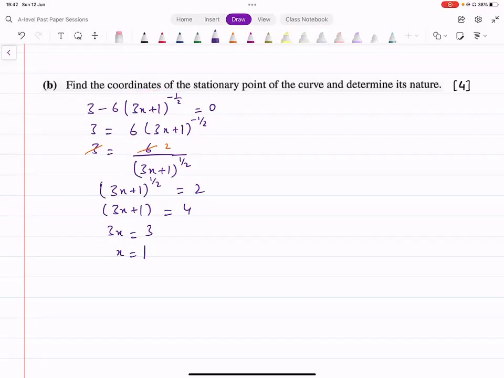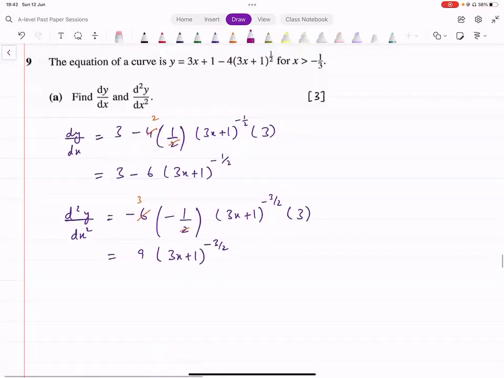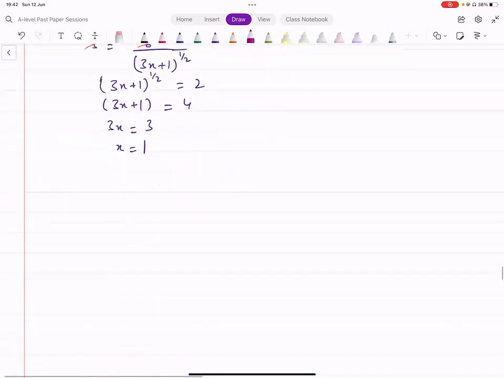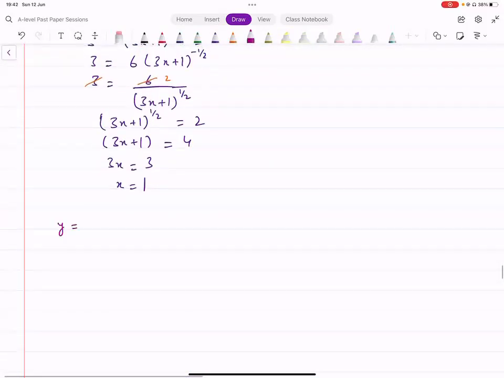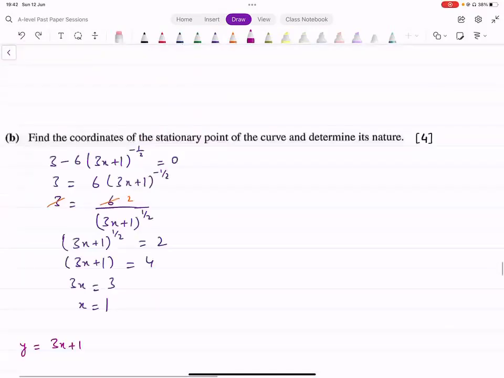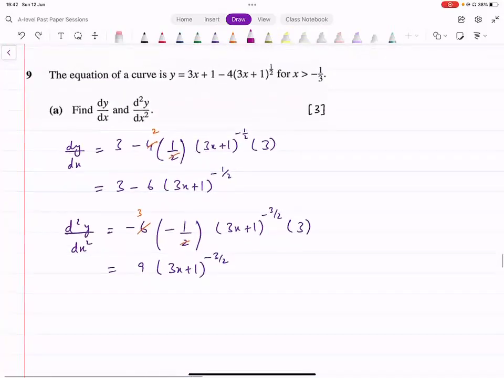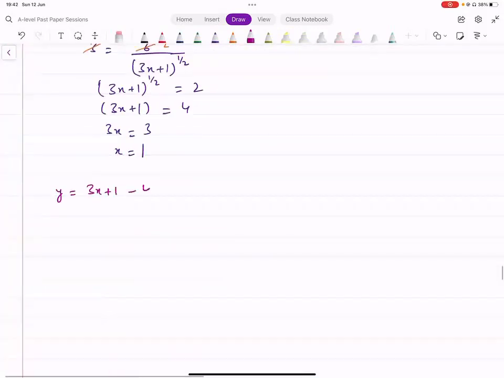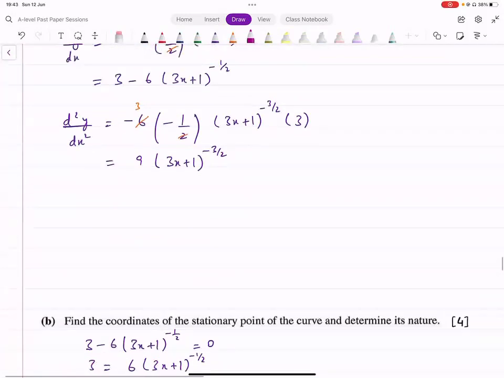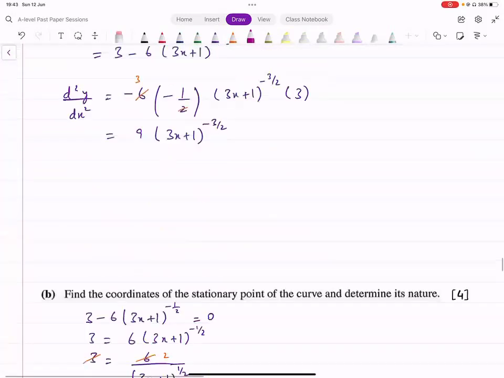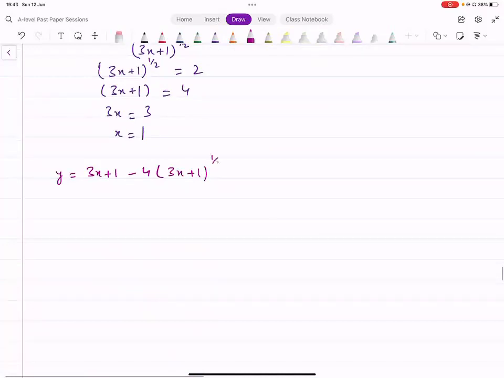We've got the equation of the curve given, and the equation of the curve is, let's write that down here, y equals 3x plus 1 minus 4 into (3x plus 1) whole raised to power 1 over 2. Okay, so that's your equation. We can put the value of x, that's 1, here in this equation, and see what we get from this.